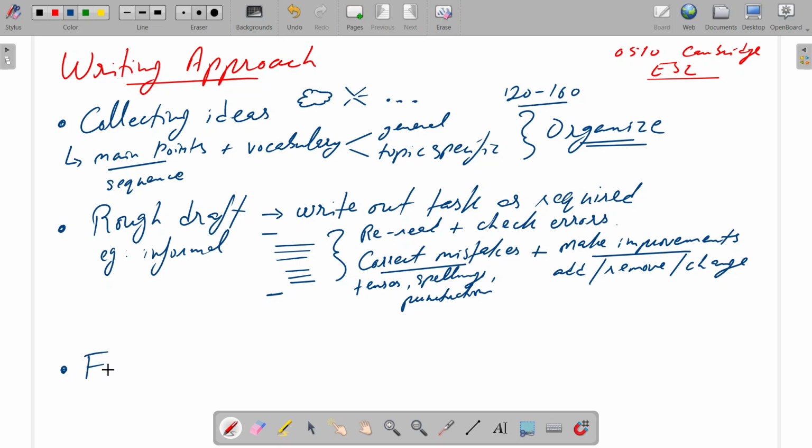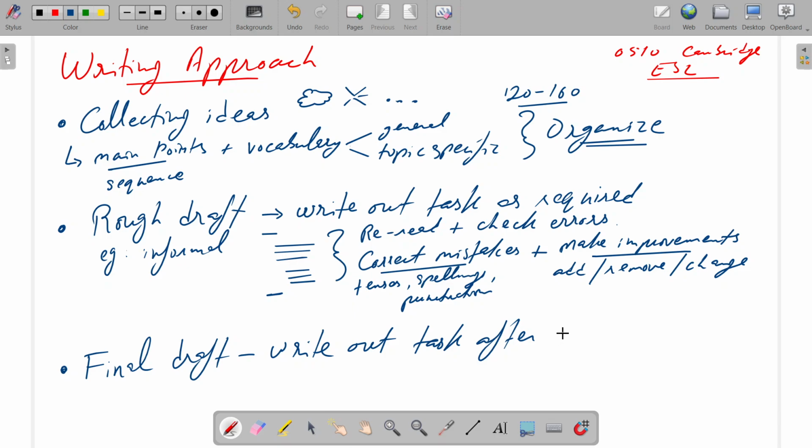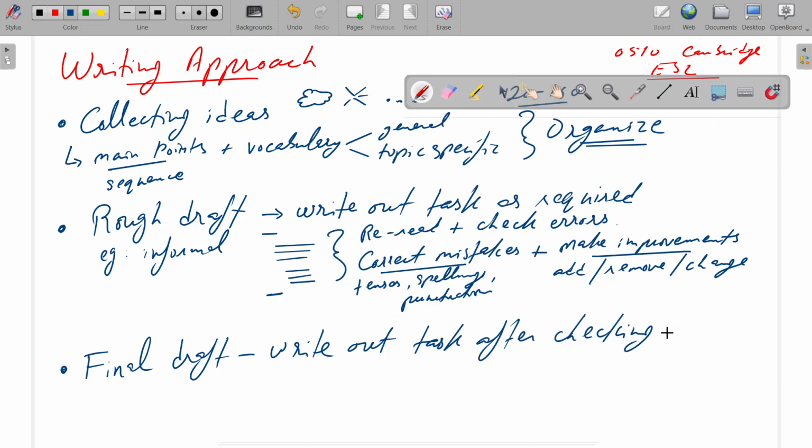Once you've done all of that, then you write out what is called the final draft, right? So write out the task after corrections, after checking. So the end result, after all the improvements, all the corrections, everything, what you have at the end, you're going to write it again, because obviously your corrections are going to make the writing messy, right? And so the final draft that you're going to end up having is going to be much improved.